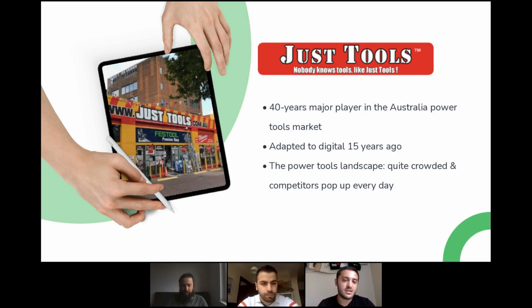They are 40 years old, a store in Australia in the power tools market, and they have adopted digital technologies for the last 15 years, which means that they have been selling online for this period of time. The power tools market is one of the most competitive landscapes in the world, not just in Australia. It's a really crowded market, and as our users told us, new competitors, new online stores, are popping up every day in this type of business.